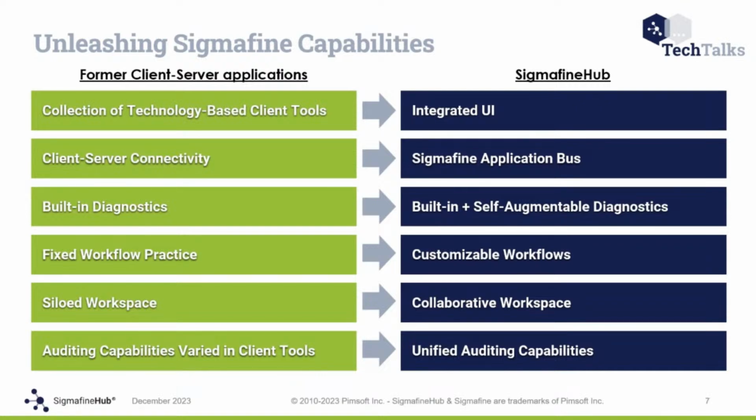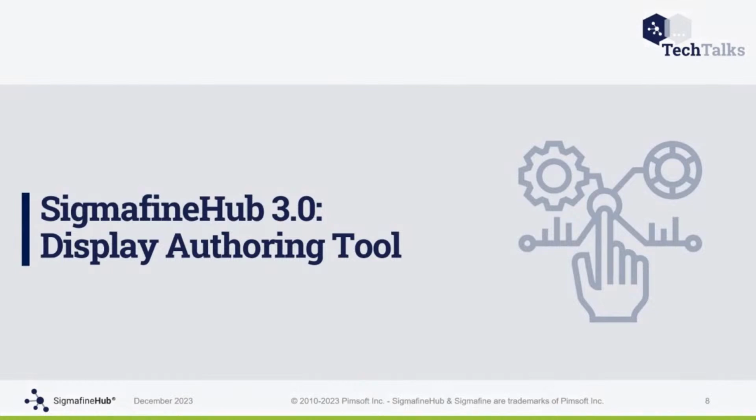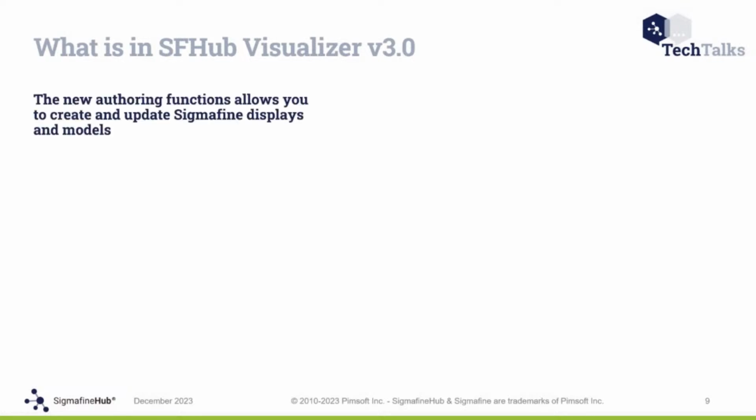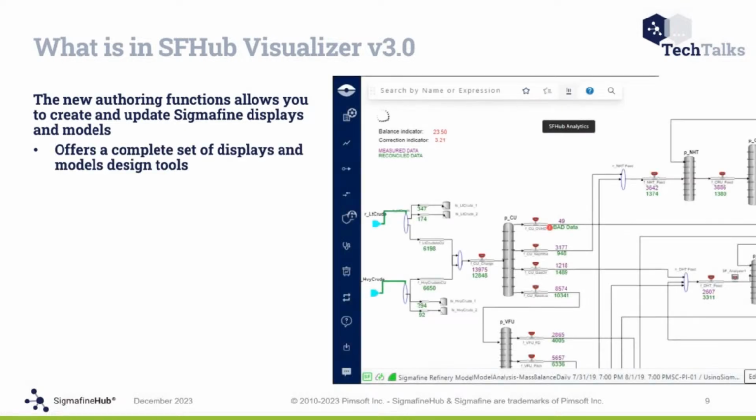All right, so we saw all the benefits it brings, and there are plenty of benefits that bring you to use SigmafineHub. So let's look over the display authoring tool that we have implemented now in version 3.0. So what is in the SFHub Visualizer 3.0? The new authoring function allows you to create and update SigmafineHub displays.